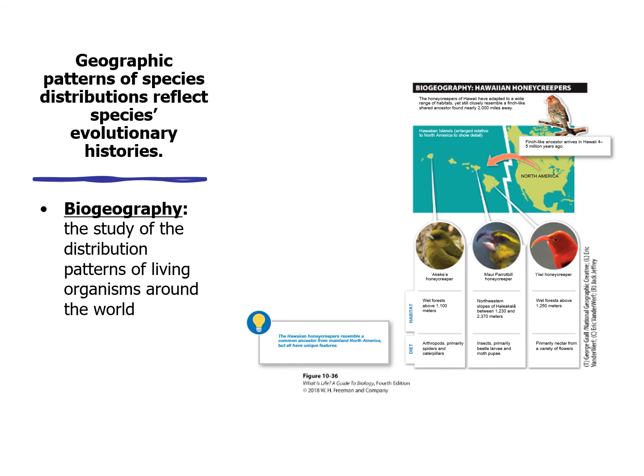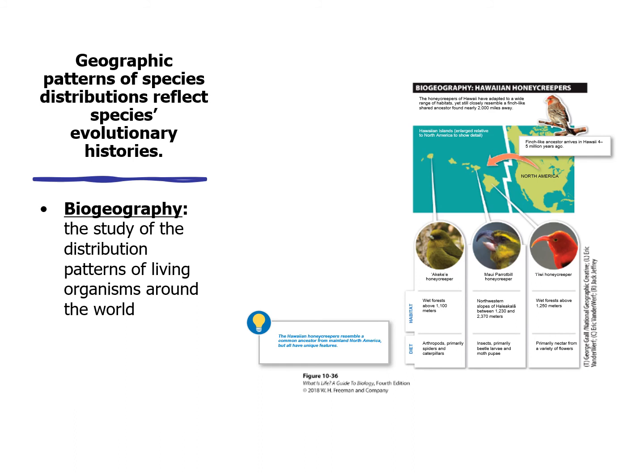Moving on from fossils into biogeography. So geographic patterns of species distributions reflect species' evolutionary histories. Biogeography is the study of the distribution patterns of organisms around the world. The example that we've got up here is the Hawaiian honeycreepers. The Hawaiian honeycreepers of Hawaii have adapted to a wide range of habitats, yet still closely resemble a finch-like shared ancestor found 2,000 miles away.